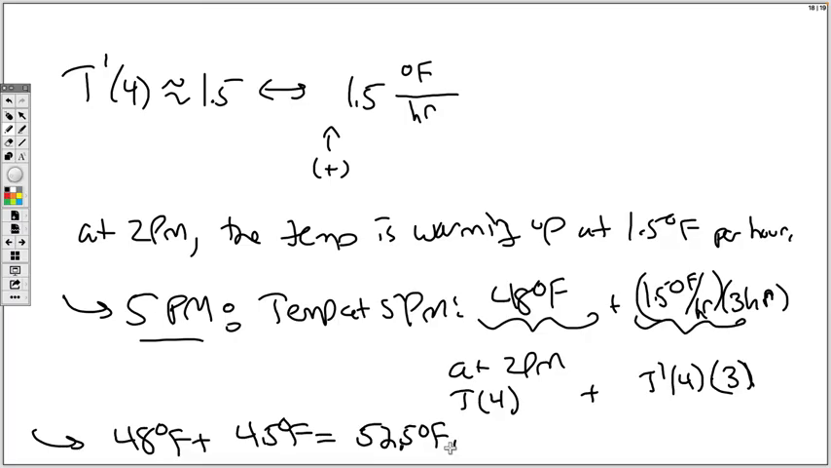Okay. So derivatives are slopes, but more generally they're rates of change. You use them as you would any other rate of change. Make sense?